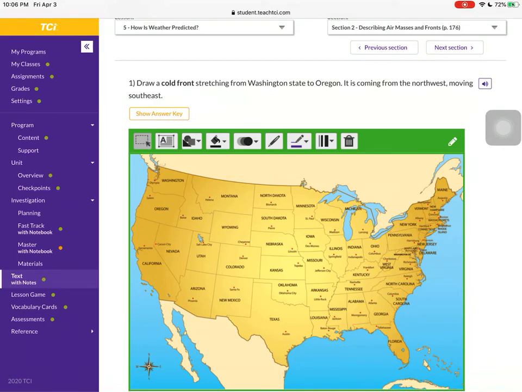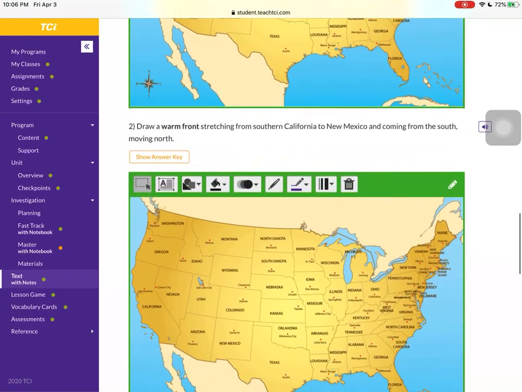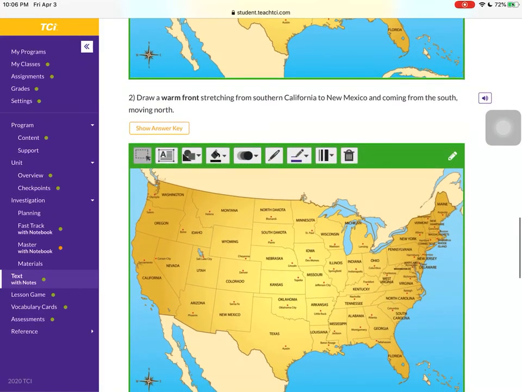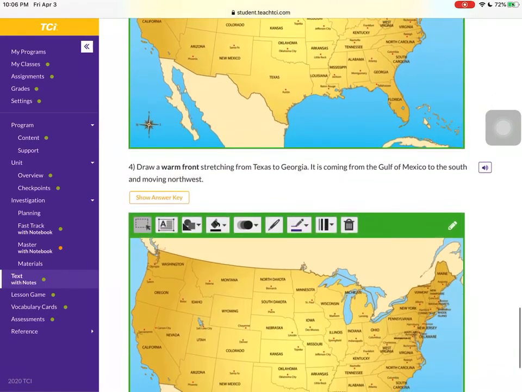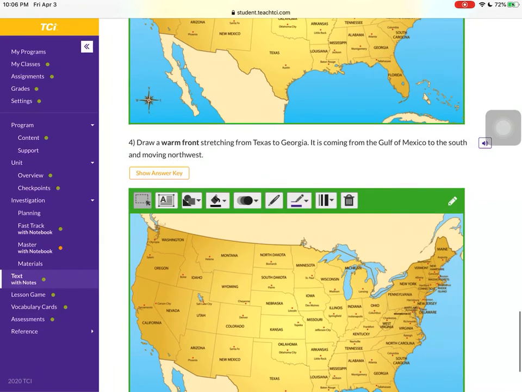Either way, you have to complete these 4 maps. Number 2 is drawing a warm front. Number 3 is drawing a cold front. And number 4 is drawing a warm front. It's your decision. But either way, at the end of your day today, in order for you to have completed science, I need to see 4 maps with either a warm front or a cold front on each one posted in Seesaw.